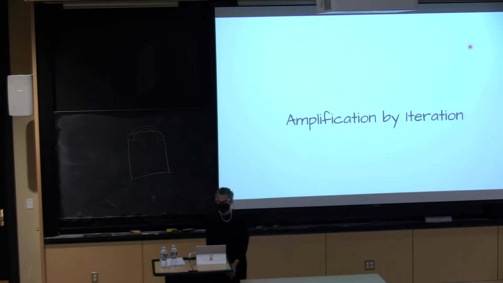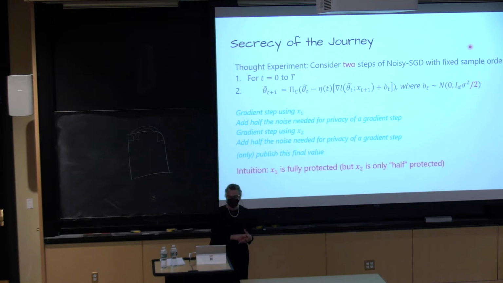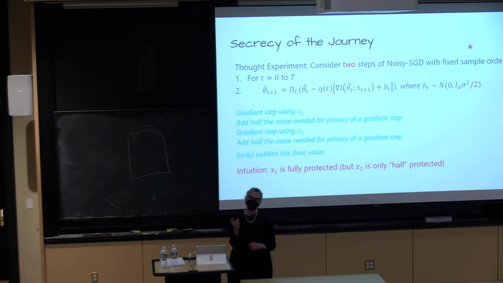Okay. I'm going to briefly mention a third approach for amplifying privacy. And I'm going to do it just by building a little bit of intuition. So I've seen two names for it. There's a paper called Amplification by Iteration, so we'll use that name. But you could also think of it as amplification by secrecy of the journey. So let's go back to our noisy stochastic gradient descent. And we're going to look at a version of this in which at every iteration, just one element is processed.